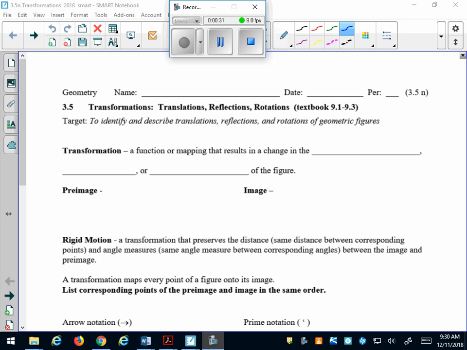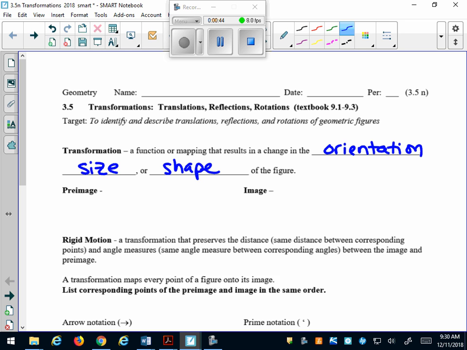It results in a change in the orientation, in other words, how it's facing, size, or shape of the figure.